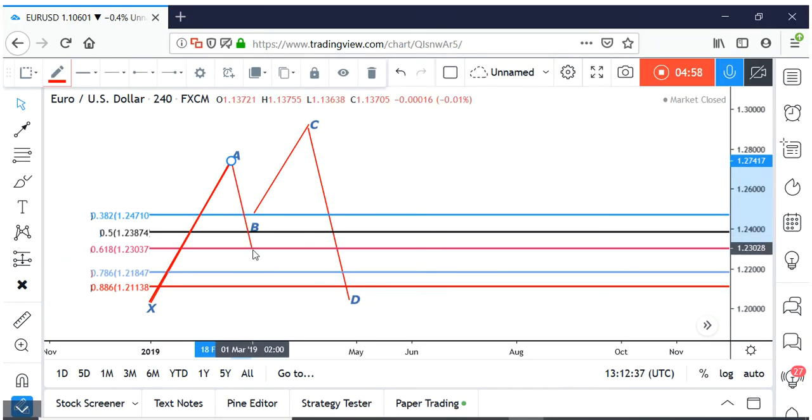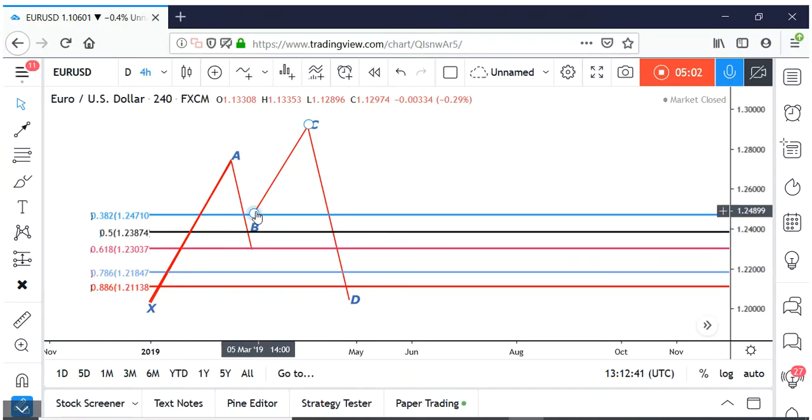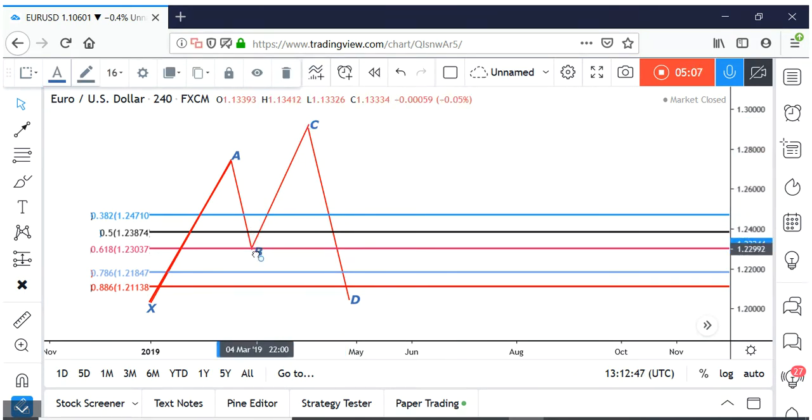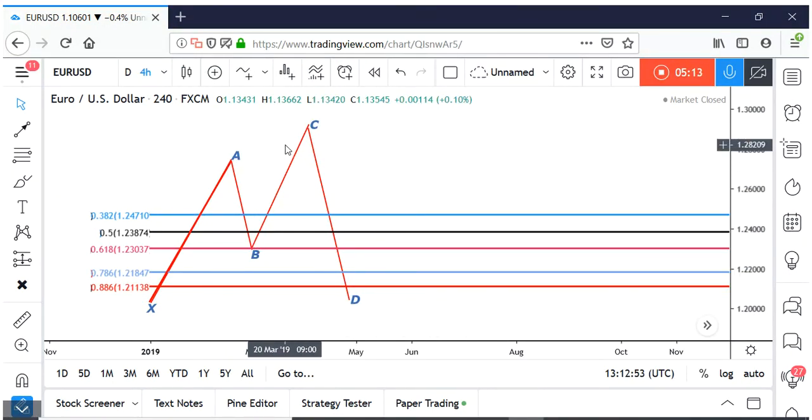So let's say our B leg gets to 0.618 before retracing back up. That's the B leg here. Then the C leg has to close above the A.